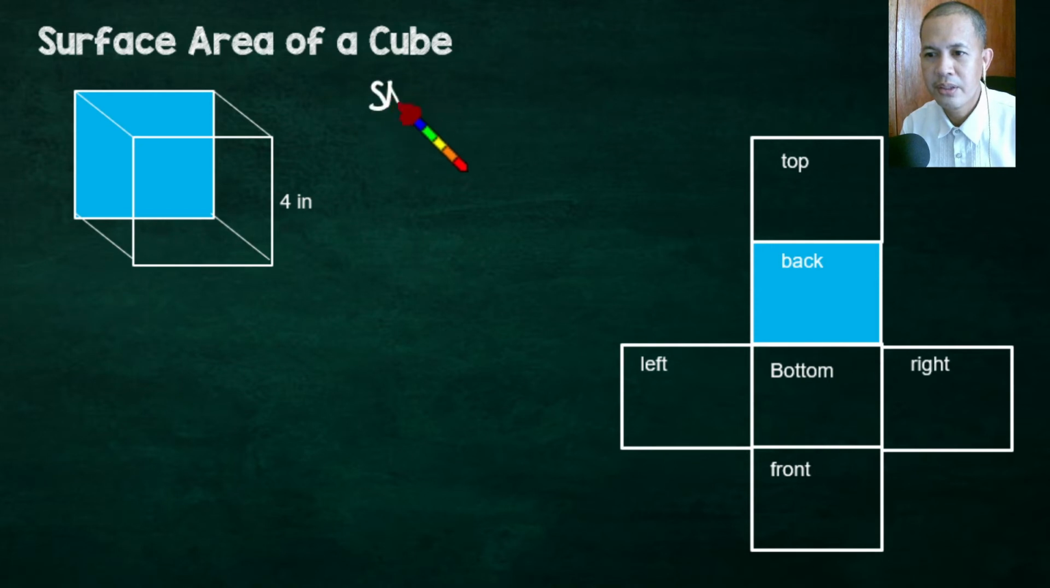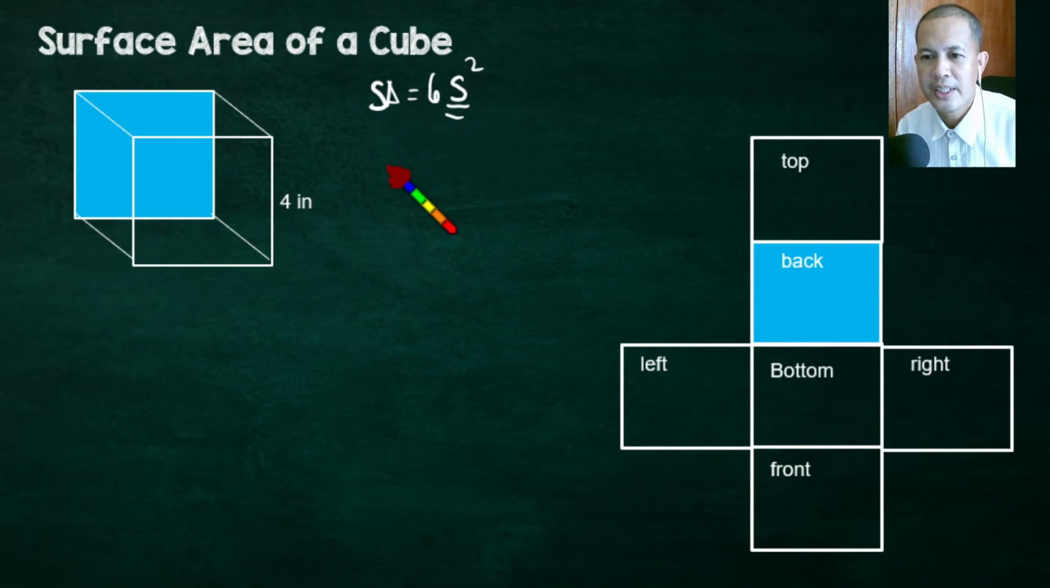So, surface area, we're going to apply the formula. Surface area of a cube is equal to 6 times the area of your side, or side times side. That is our formula. Side times side, that is the area of one face. We have 6 faces sa ating cube. Dito makikita natin, meron tayong 6 faces. So, that is the surface area of a cube. So, napakadali, di ba? Simulan natin.